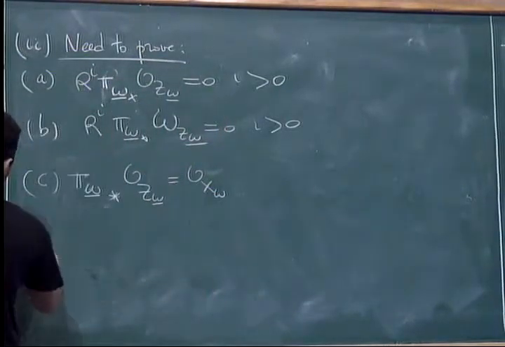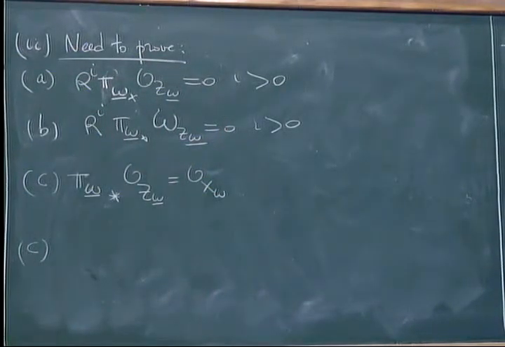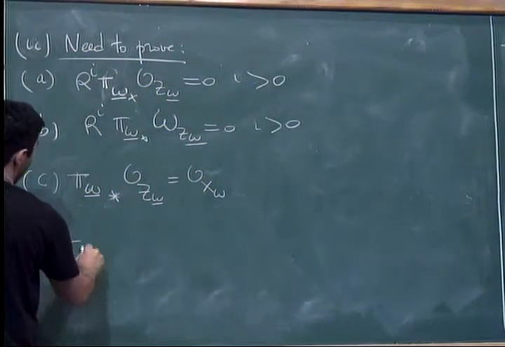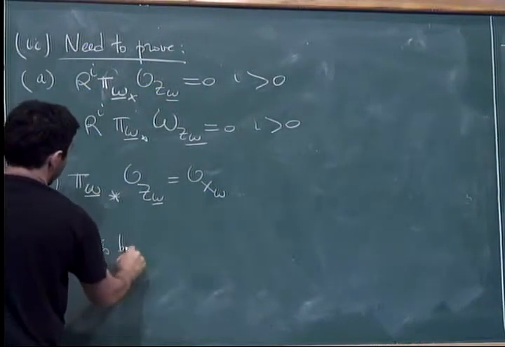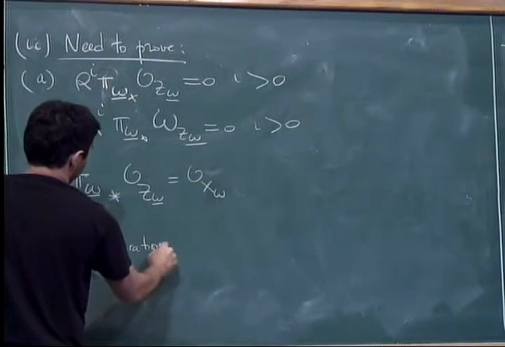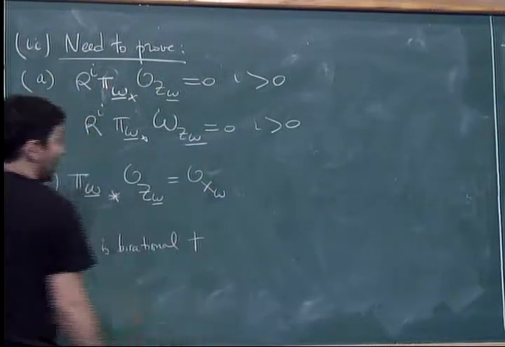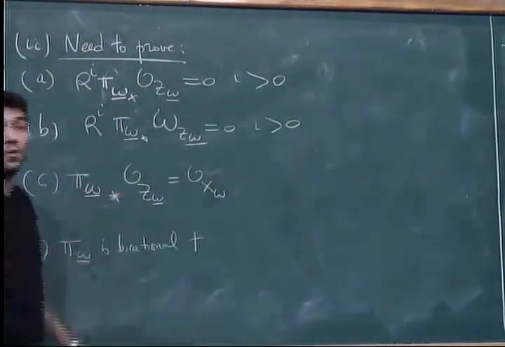So for the point C, we know that pi omega is birational, and we have just shown that X omega is normal.